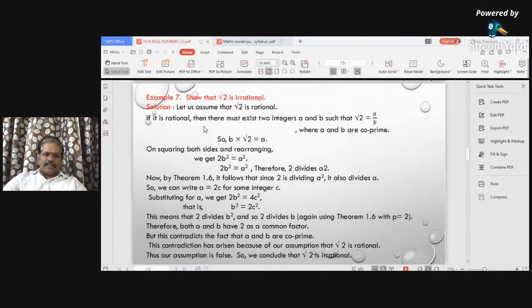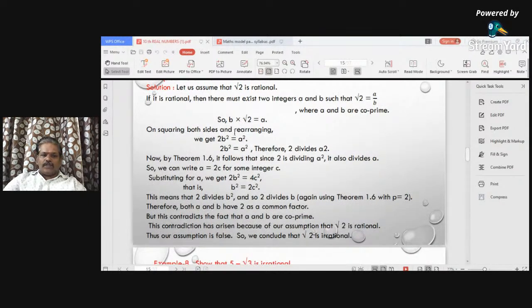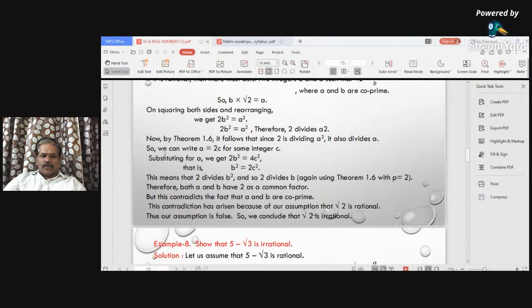If it is rational, then there must exist two integers a and b such that root 2 is equal to a by b. As we know from the rational number concept, p by q form, where q is not equal to 0. Here a and b are co-primes. Root 2 is equal to a by b. Cross multiplying, b into root 2 is equal to a. On squaring both sides and rearranging, we get 2b square is equal to a square. Therefore, 2 divides a square. By Theorem 1.6, since 2 divides a square, it also divides a. So we can write a is equal to 2c for some integer c.